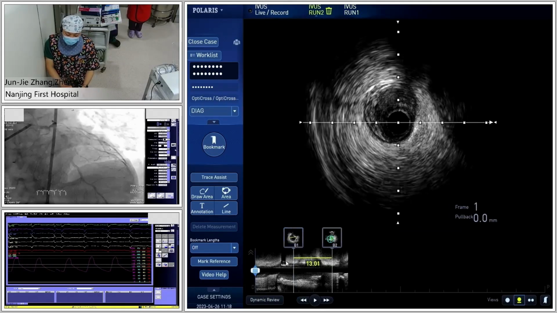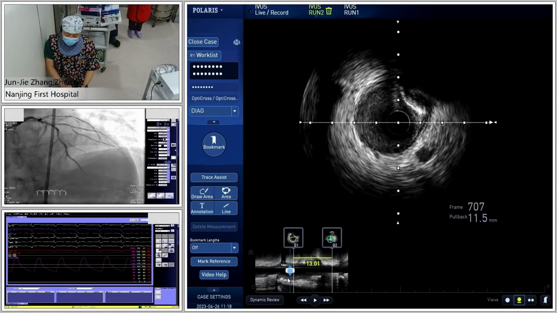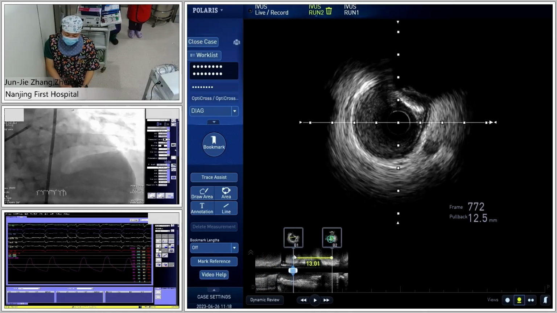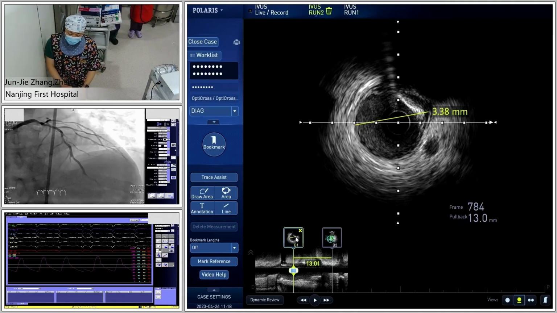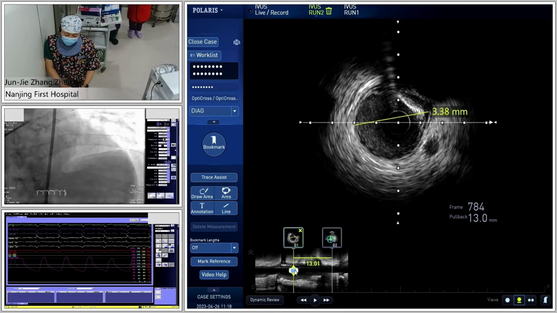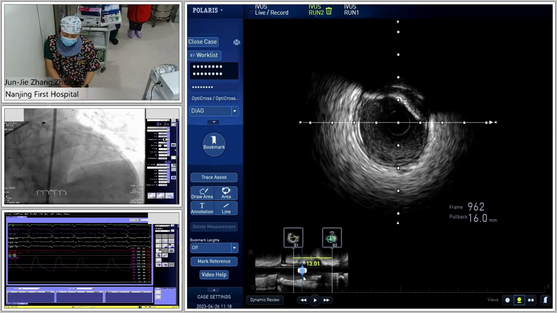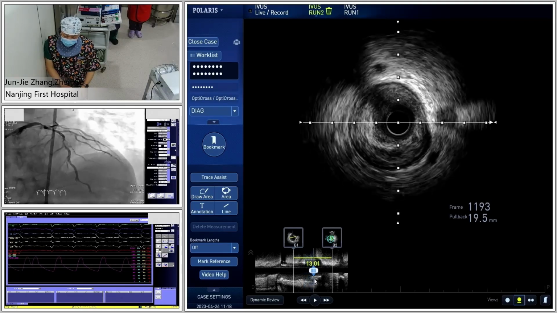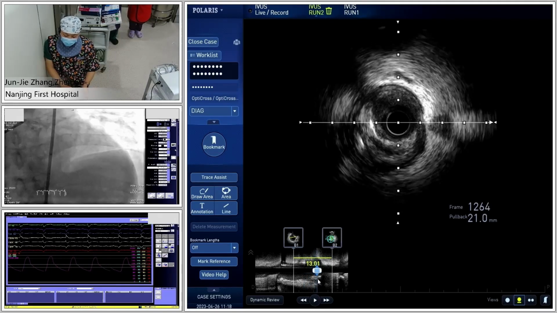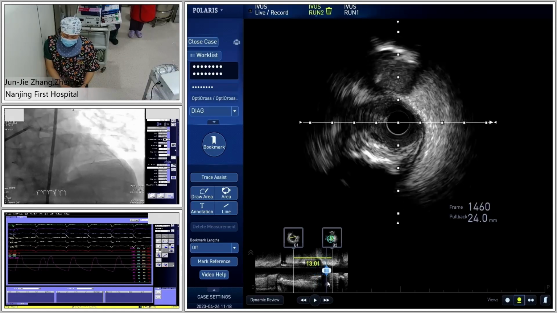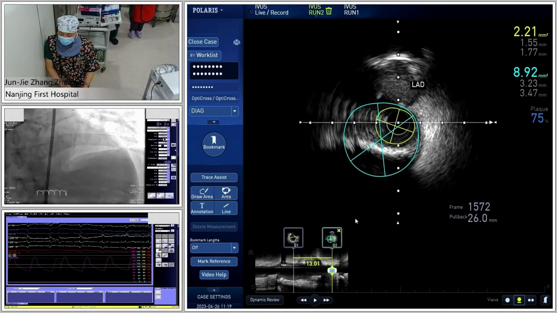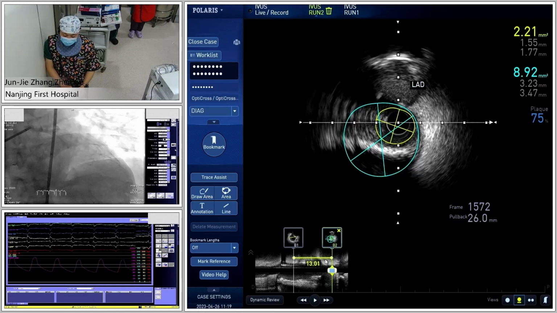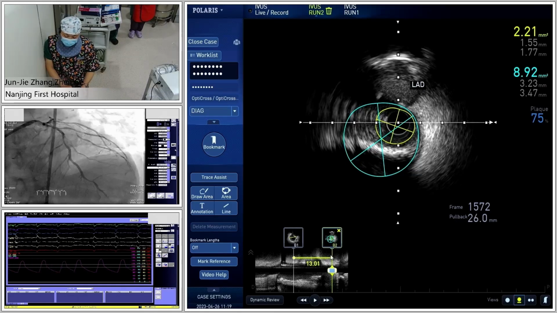The second run, we check IVUS from the diagonal to the ostium diagonal. Here we can see the diagonal vessel is not normal, and the vessel diameter is about 3.3 millimeters. Pulling back, we can see eccentric plaque, and the plaque area gets larger and larger. This is the ostium diagonal; the area is about 2.2 square millimeters, and the plaque burden is more than 75%. The length from the distal landing zone to the ostium diagonal is about 13 millimeters.